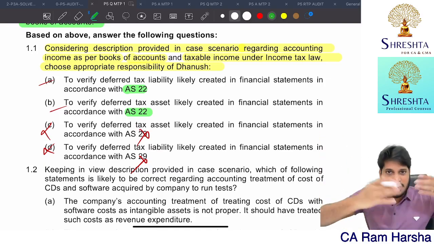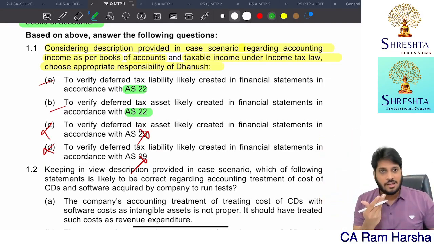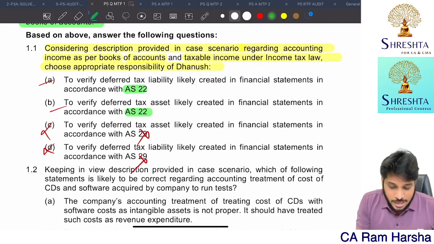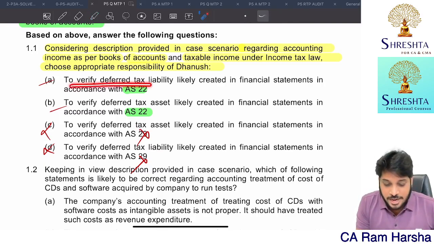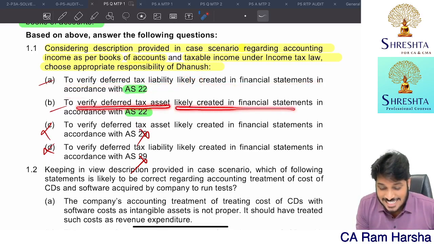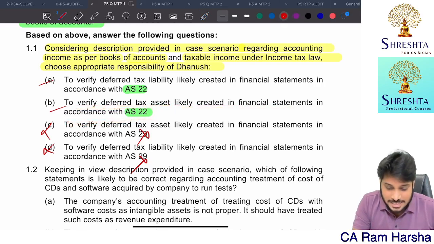We paid higher tax under income tax by declaring higher profit than under the Companies Act. Somehow later on, the timing differences, temporary differences, will settle. But from the company's point of view, why are you declaring higher income? Because under income tax, depreciation is low. You declared higher income under income tax and paid higher tax. So from the company law point of view, you paid excess tax. Payment of excess tax means what? It's an asset. So the auditor has to verify the deferred tax liability likely to be created. Wrong. The auditor has to verify the deferred tax asset likely to be created. That's it. The answer is A.